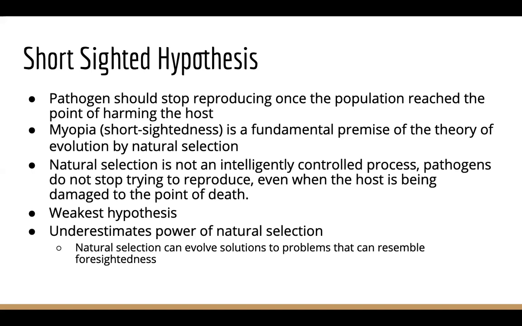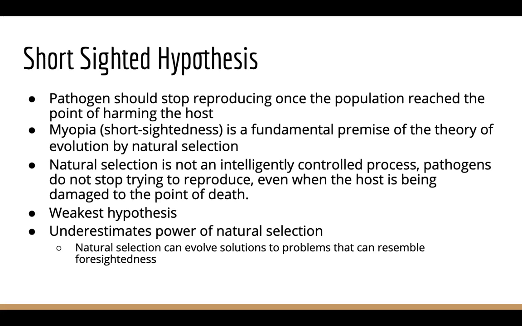We're seeing this right now with different variants like the Delta variant. There are multiple mutations in the part of the virus spike protein, which binds to the receptors on our cells. This is incredibly important because the Delta variant is actually much more transmissible, and we're going to talk about why that might be with the trade-off hypothesis. This, of the three of them, is considered to be the weakest hypothesis because it underestimates the power of natural selection.